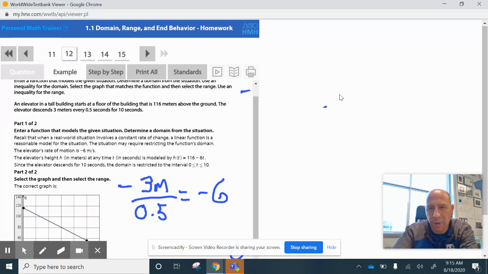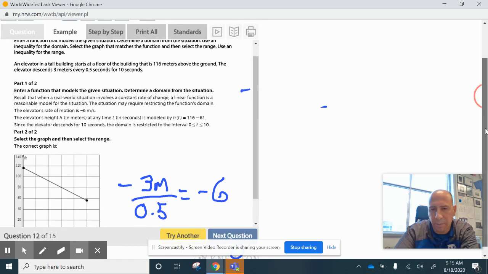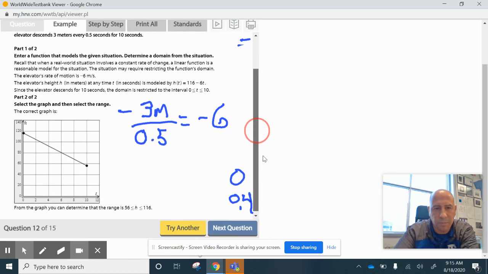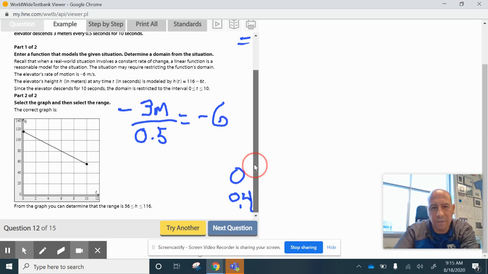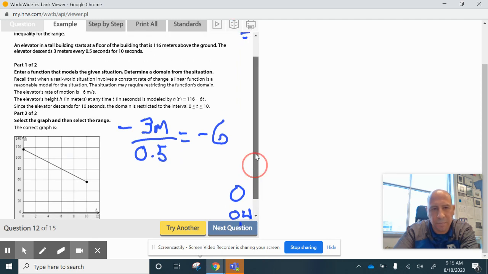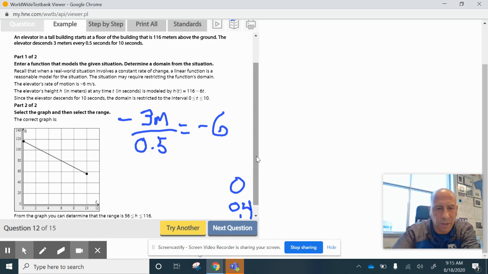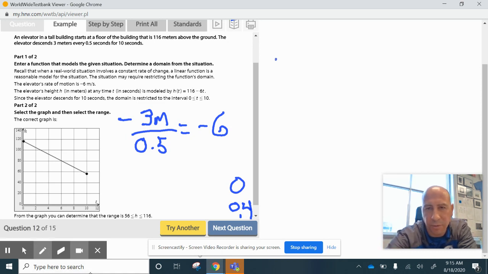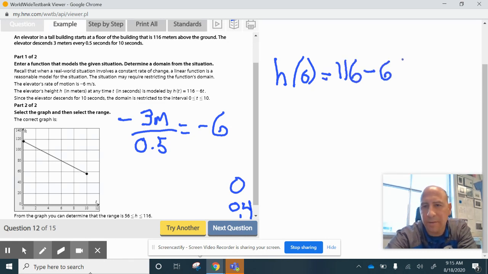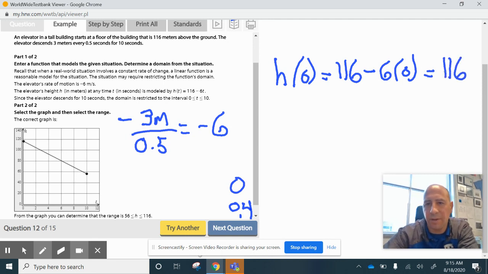I'm hoping I can use space over here, but let me scroll down. So to find the range, 56 to 116, you're going to plug in the 0 and the 10 into the function. So h of 0, good, I can use the space right here. h of 0 equals 116 minus 6 times 0 equals 116. So that's where they get the 116.